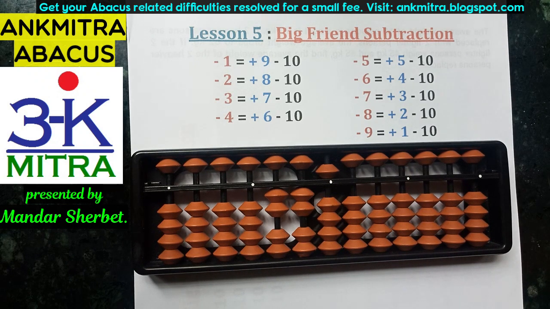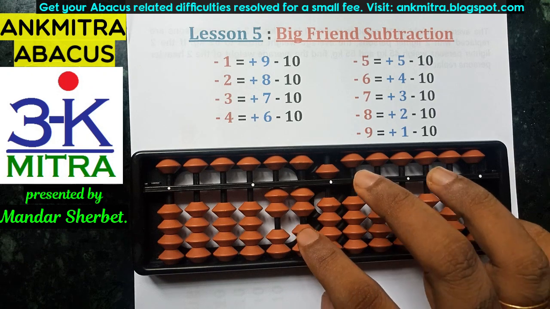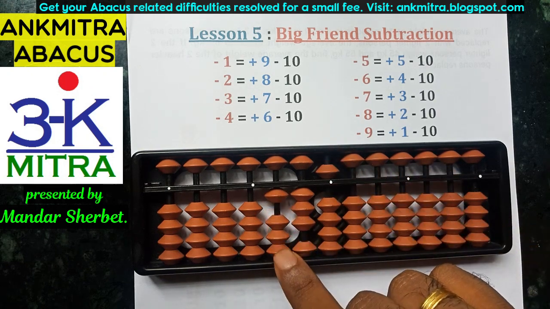Suppose to subtract 96 from this, I need to subtract 9 on this rod. To subtract 9 on this rod, I'll have to use the big friend formula since there are not enough beads available on this rod. So the big friend of 9 is 1. So I'll add 1 here and subtract 10 on the next left rod.